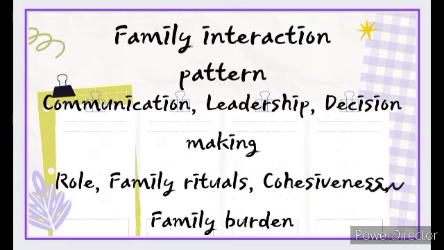Family interaction pattern includes communication, leadership, decision making, role, family rituals, cohesiveness, family burden. So communication pattern, if any type is there, we have to write. Communication pattern is like if their communication pattern is direct or indirect, or very complicated or triggering, or very rigid, or authoritative, we have to write.